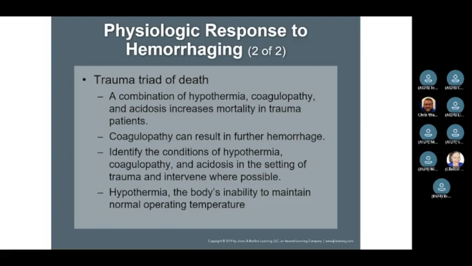Coagulopathy, the disruption of the blood's ability to clot. The disruption of the body's ability to clot can result in further hemorrhage, leading to increasing hypoperfusion. Identify the conditions of hypothermia, coagulopathy, and acidosis in the setting of trauma and intervene where possible. Hypothermia in the trauma triad of death refers to the body's inability to maintain normal operating temperature.